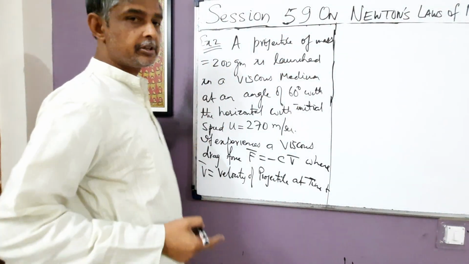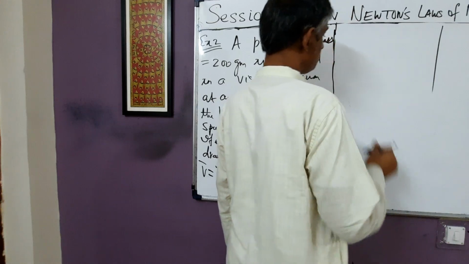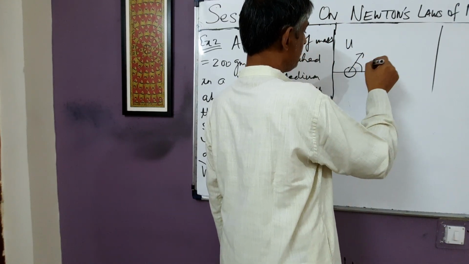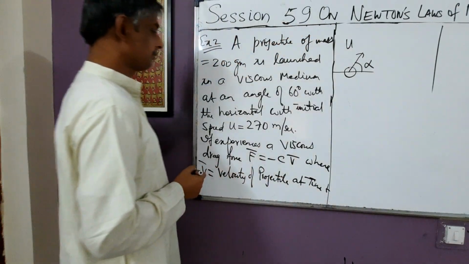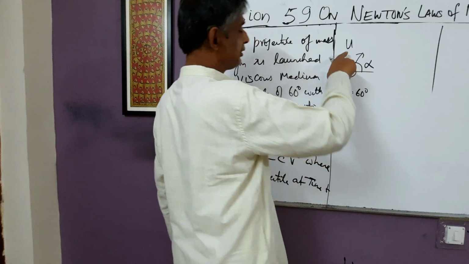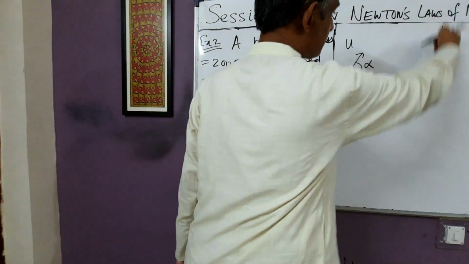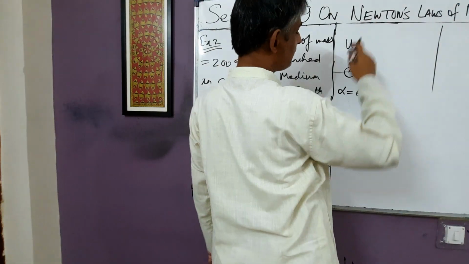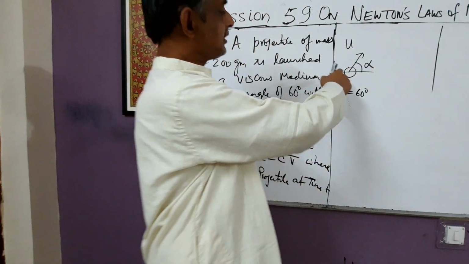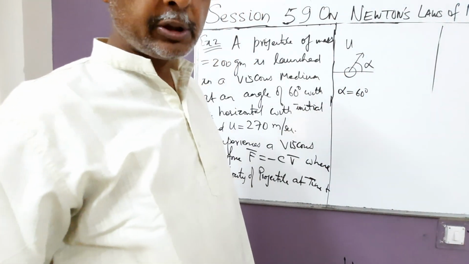So first what I do, I draw the diagram of the situation. This is a vertical wall. Here a projectile is thrown with initial speed u at some angle alpha equal to 60 degree. Value of u is 270 meter per second. Here we have a viscous medium, meaning that the medium exerts a resistive force on the motion of the body, always opposite to its velocity vector, that is opposite to its direction of motion.